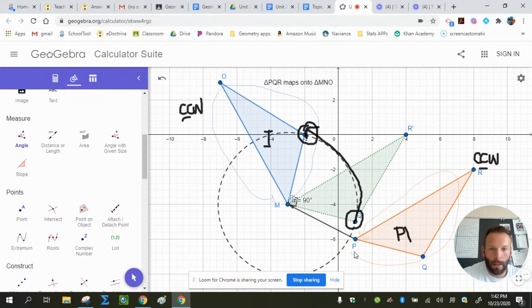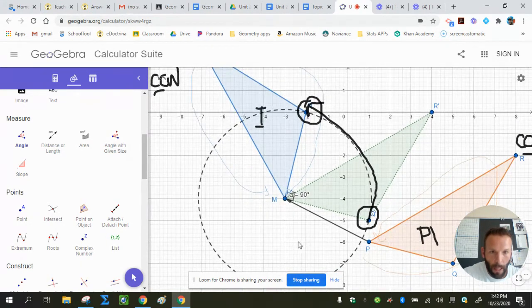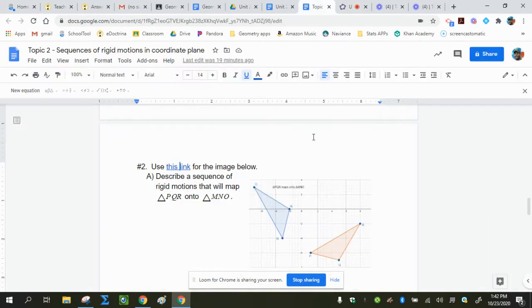So I had to translate first from point P to point M. Now, if I zoom in a little bit, I can figure out how far that was. I moved to the left from 1 over here to -3. That's 4 units left. And then I moved up from -6 to -4. That's 2 units up. So I had to go 4 left and up 2 first, and then I did a 90-degree rotation about point M.